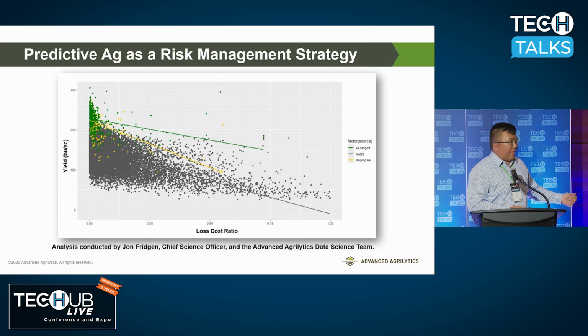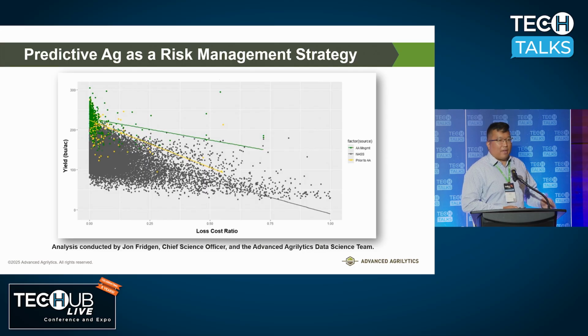Up here, we also have the yellow dots and yellow trend line, and those are growers before they came to Advanced Agrilytics. And finally, we have the green dots and green trend line, which represents growers after they came to Advanced Agrilytics. And you can see what we have achieved is effectively we have separated our performance from the national average. That's extremely, extremely powerful, right?